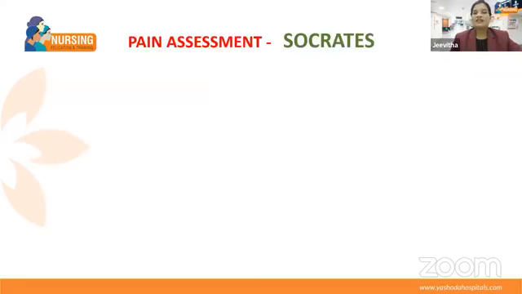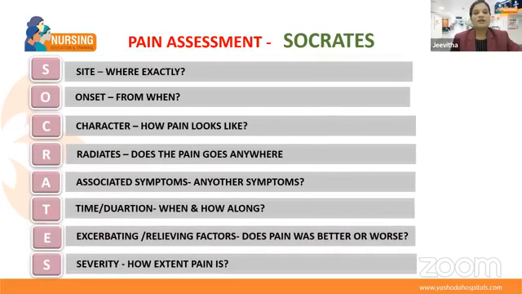Then next, if the patient complains about the pain, as a nurse, what are you supposed to do? You have to assess the pain. If the patient complains about the pain, we should not focus first on the pharmacological management. First, you have to assess the pain properly. To assess the pain, one mnemonic you can follow is SOCRATES. SOCRATES stands for the site of the pain. S stands for site.